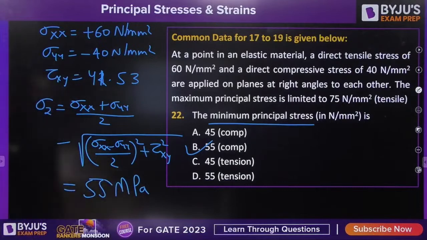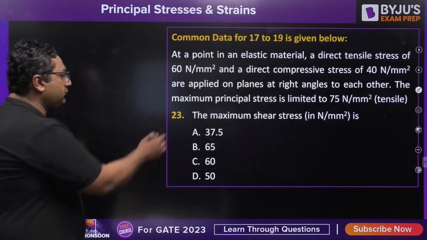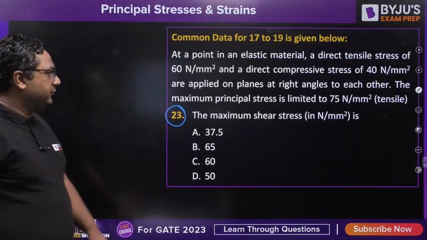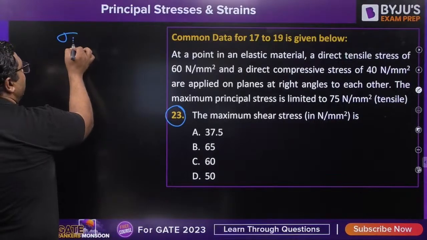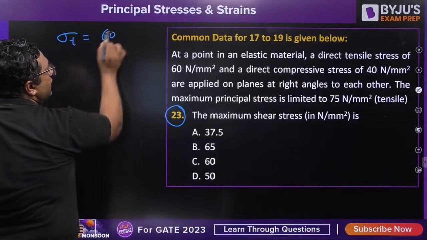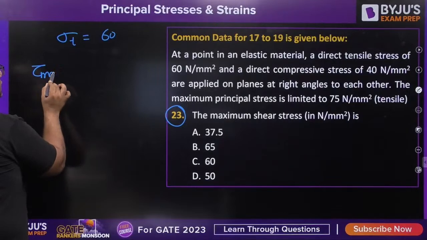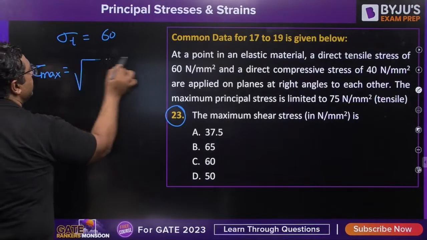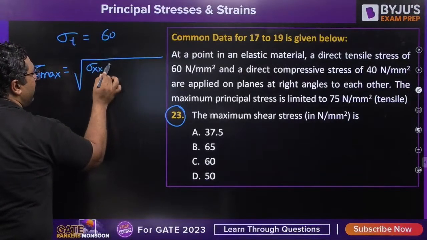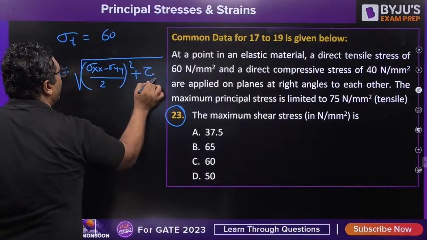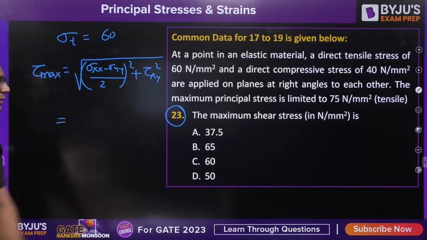One more question of the same data. At a point in an elastic material, a direct tensile stress of 60 Newton per mm square. Okay, the same data is there. You need to find tau max now. Tau max is the square root of ((xx minus yy) by 2) square plus tau xy square. Tell me the answer.